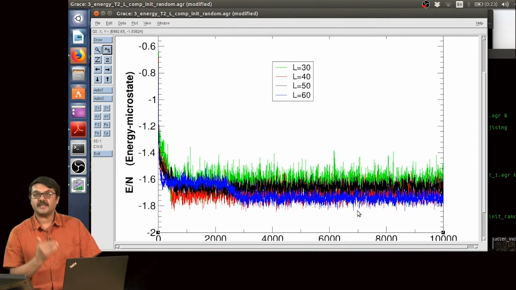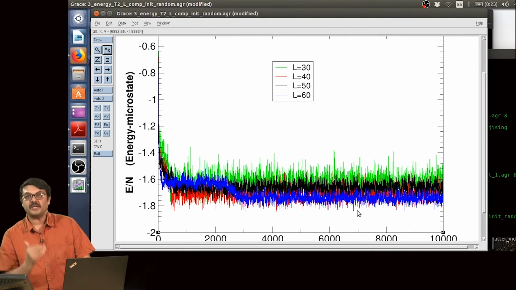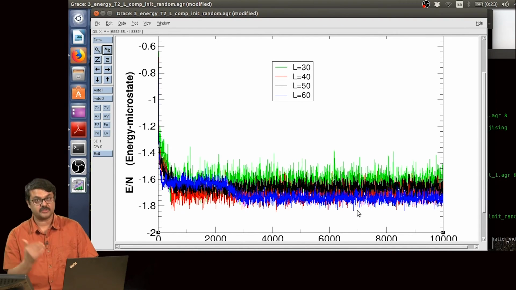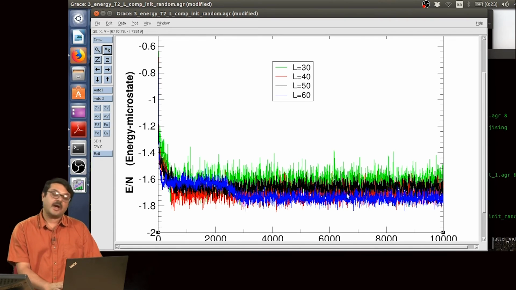So, when we take data for equilibrium averages, thermodynamic averages, which is what you measure in experiments, that is exactly what you want to compare your simulation data with, you have to first figure out what is the equilibration time.